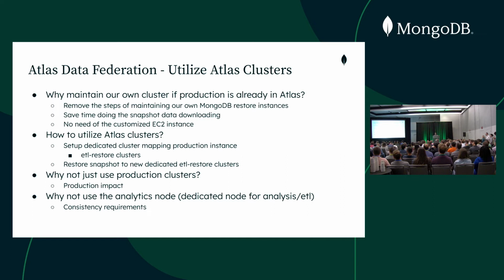Utilize Atlas clusters. This is actually a very natural choice because all our other production clusters are already in Atlas. So it doesn't really make sense to host an EC2 instance and then run a customized Mongo cluster there. It saves a little bit of cost, but the operation is crazy. Also, it takes forever to download the snapshot data from Atlas to the EC2 instance. This probably worked before when our data was small, but now it's too outdated. So we started to utilize Atlas clusters.